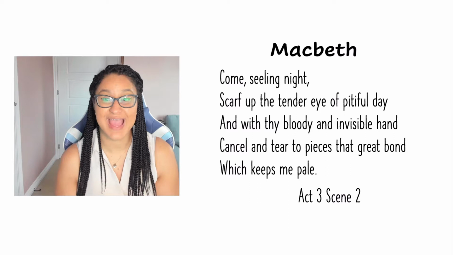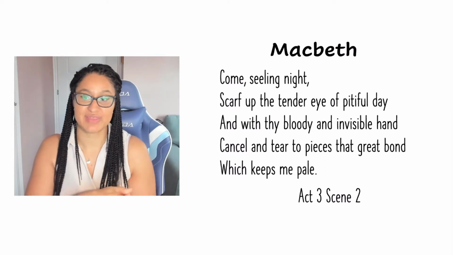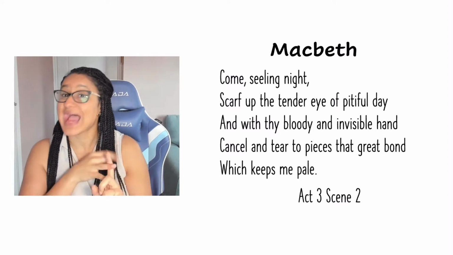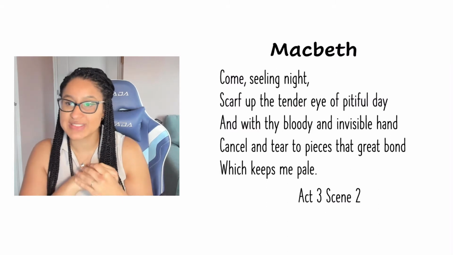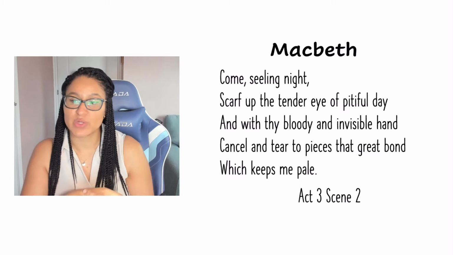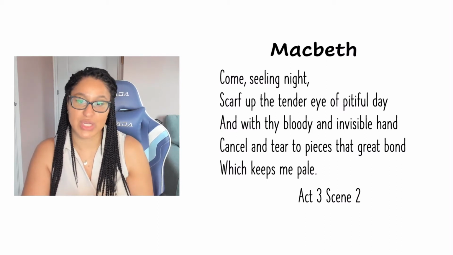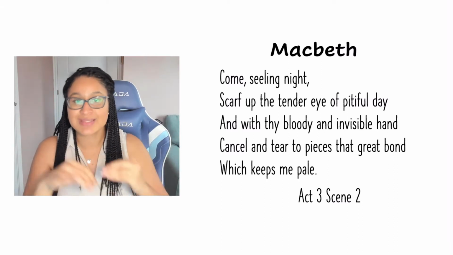And we can see that again in Act 3, Scene 2, and we've got this quote from Macbeth. This time, he's killed King Duncan now, and now he's talking about killing Banquo. And he says, "Come, sealing night, scarf up the tender eye of pitiful day, and with thy bloody and invisible hand cancel and tear to pieces that great bond which keeps me pale." Macbeth is calling on night to cover day.